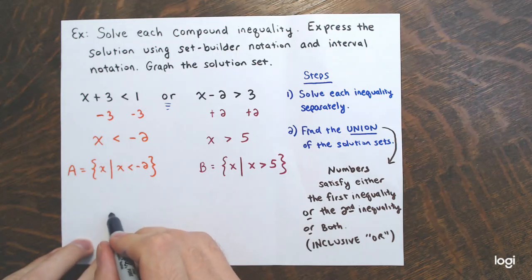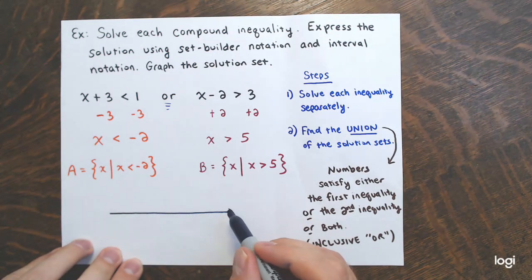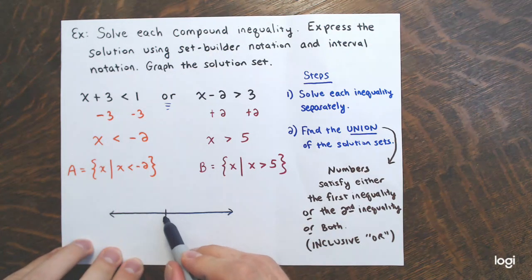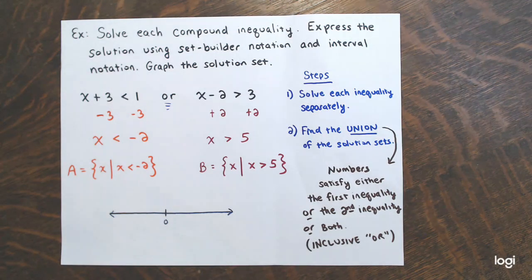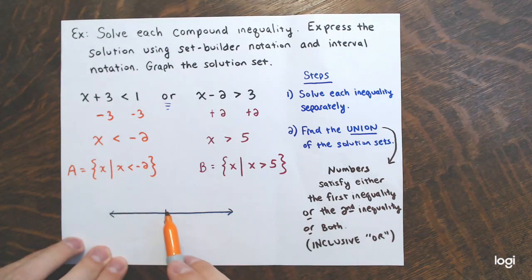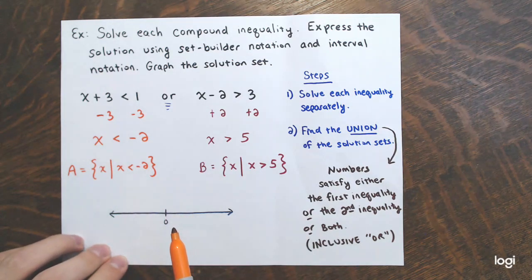So here's a number line for you. There's a real number line representing all the real numbers. I've got 0 somewhere separating positives from negatives. And in the same colors, I'm going to draw a picture of these sets, these solution sets A and B.